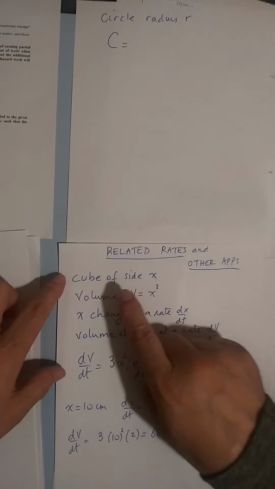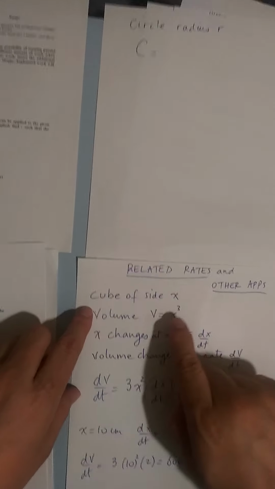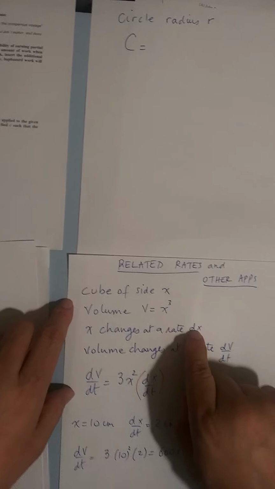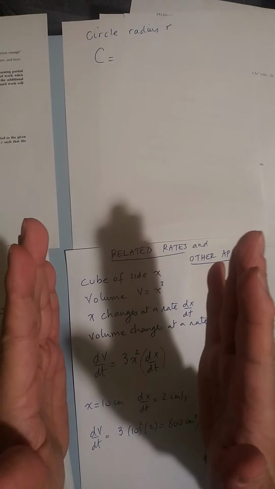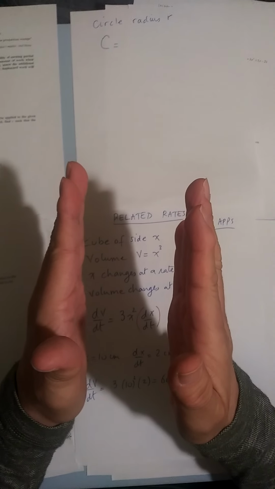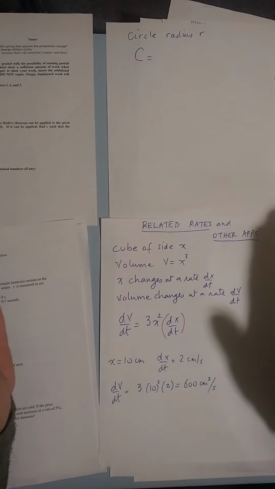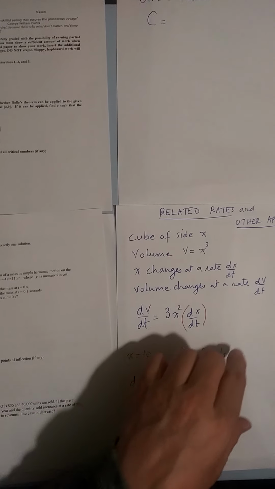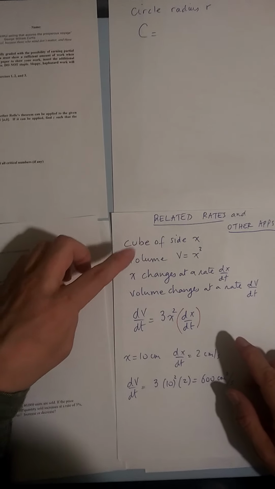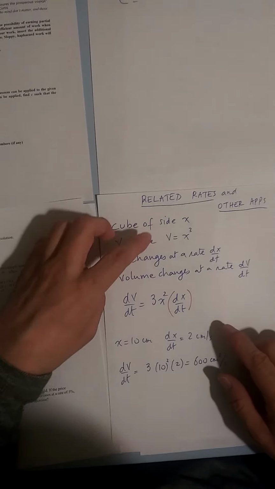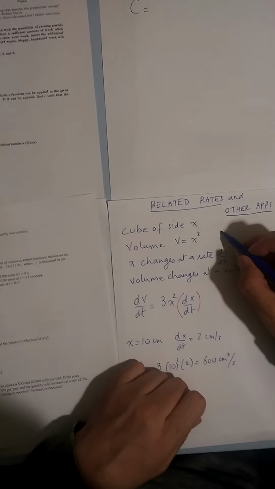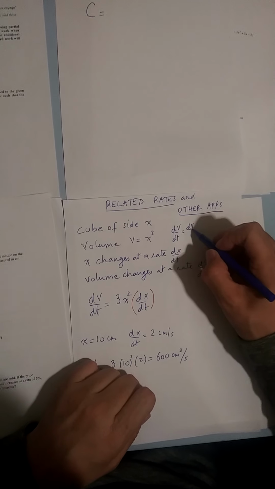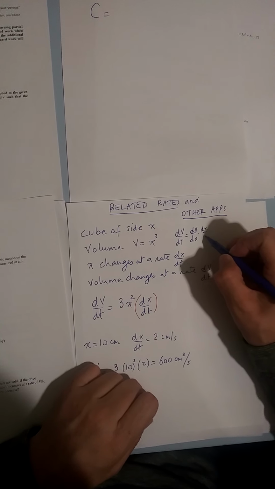And so on. So if a cube has a side x, its volume is x cubed. x changes at a rate dx/dt. So for example, the side of the cube can change at 2 centimeters per second. So it goes up by 2 centimeters per second. At what rate does the volume change? The rate of change of volume is dV/dt. And dV/dt is equal to dV/dx times dx/dt.